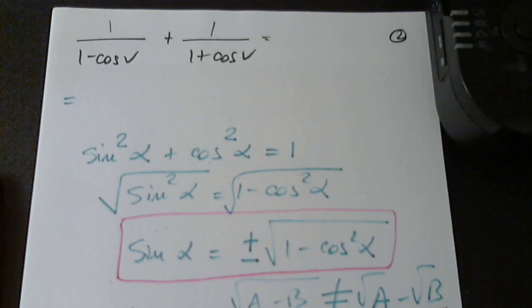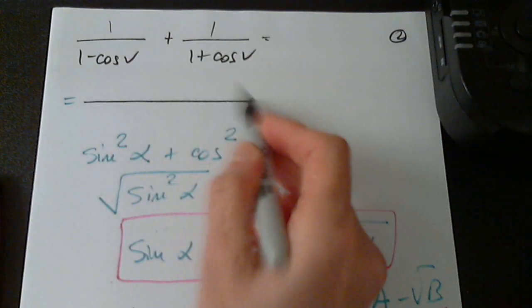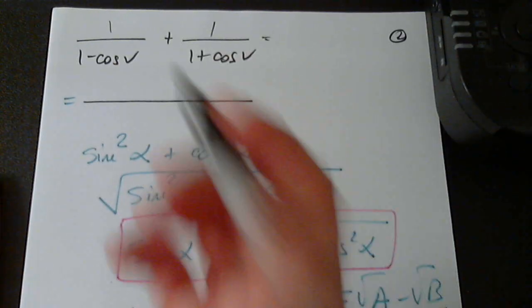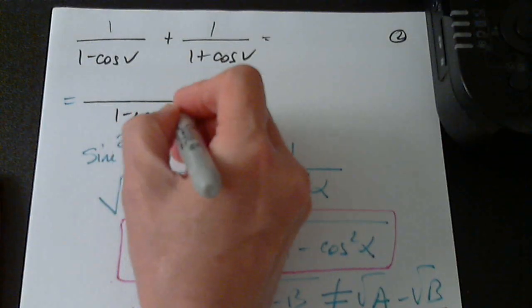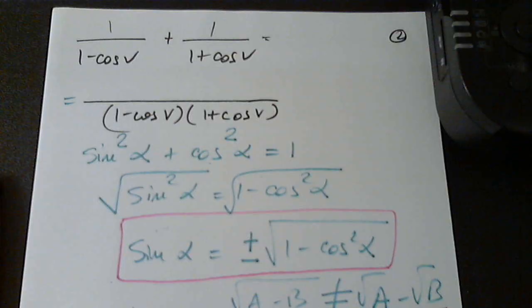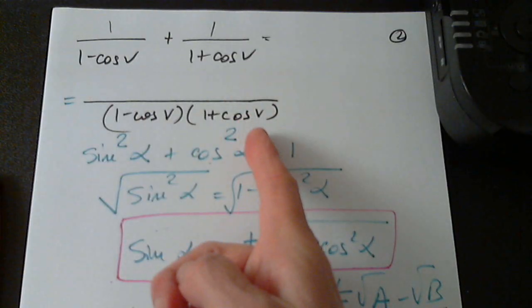Can anyone help with the least common denominator, please? I know you know. 1 minus cosine and 1 plus cosine. Excellent. So 1 minus cosine v times 1 plus cosine v, which means this one was multiplied by this.